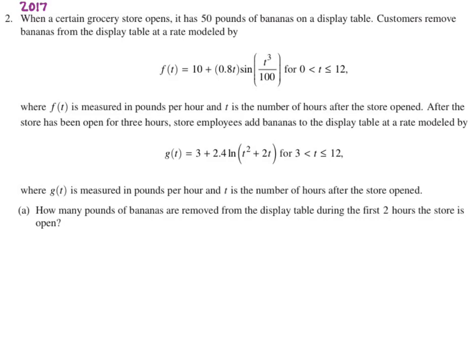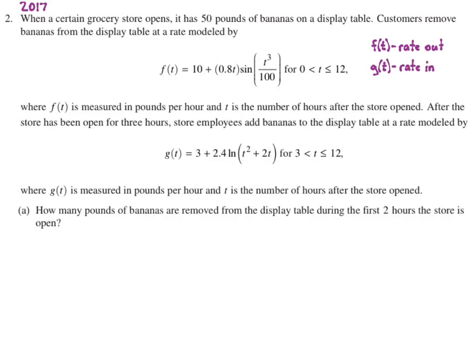It says that f of t is the rate at which customers remove bananas, measured in pounds per hour. And then after the store has been open for 3 hours, the store employees add bananas to the display at a rate of g of t in pounds per hour. So I want to note that this is a rate in, rate out problem. So we are going to state that f of t is the rate out, because that is the customers removing the bananas. And then g of t is the rate in, because the bananas are being added by the store employees.